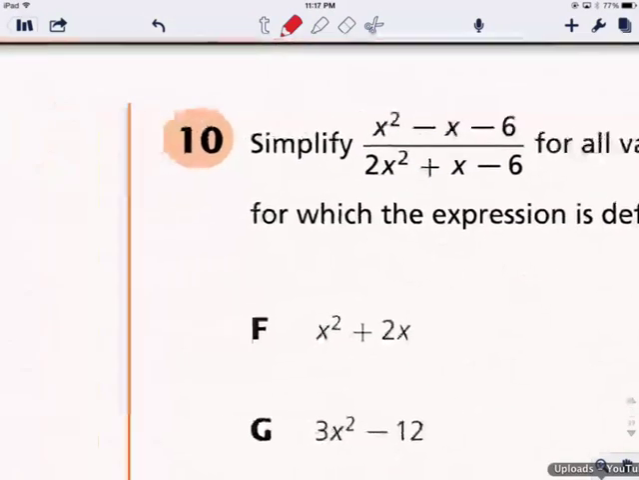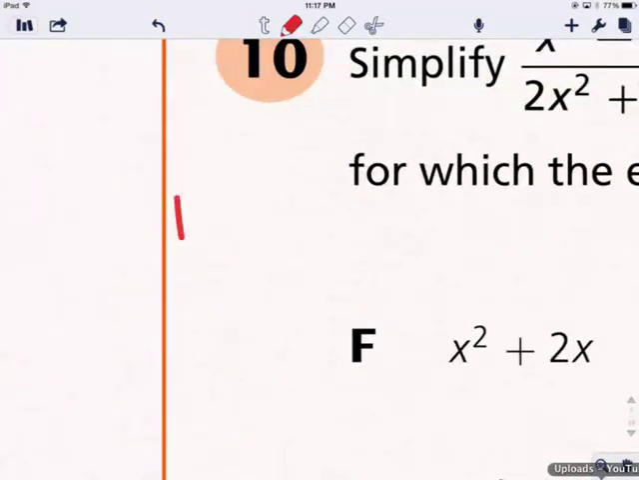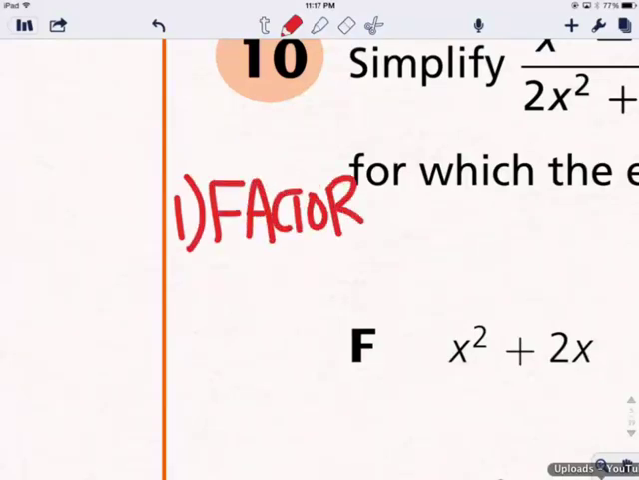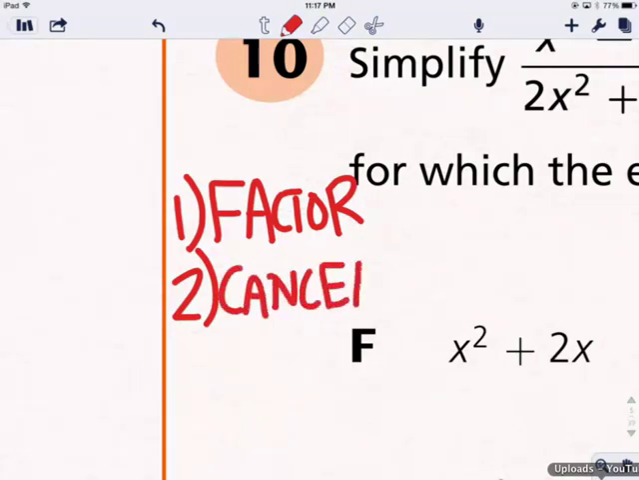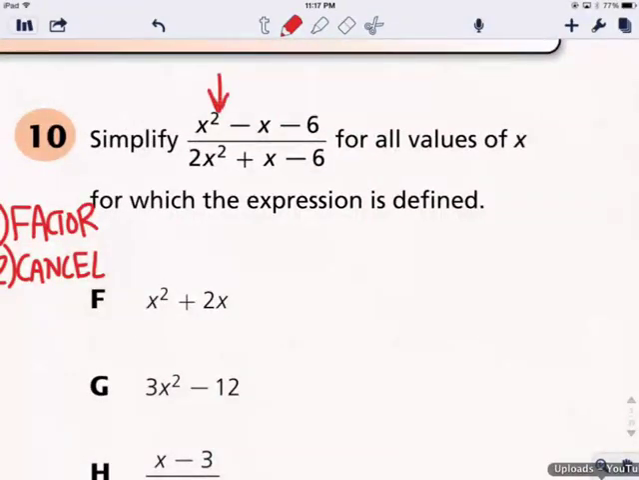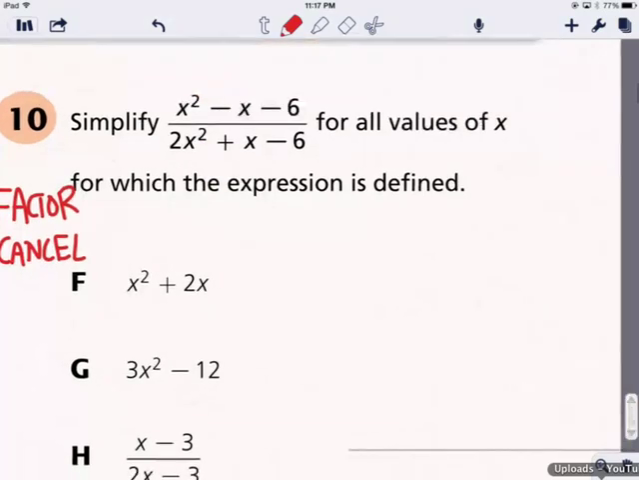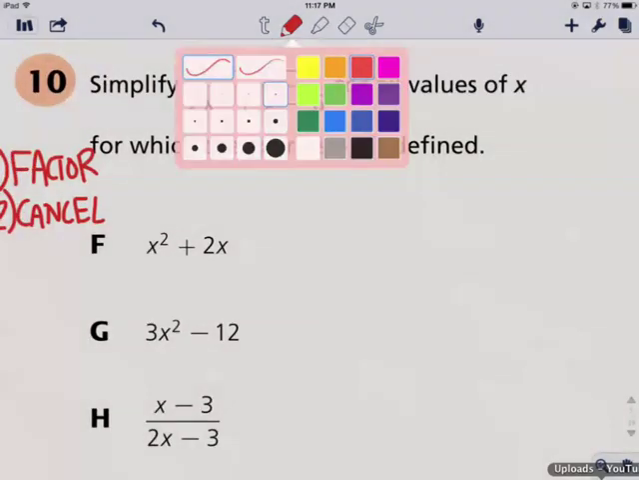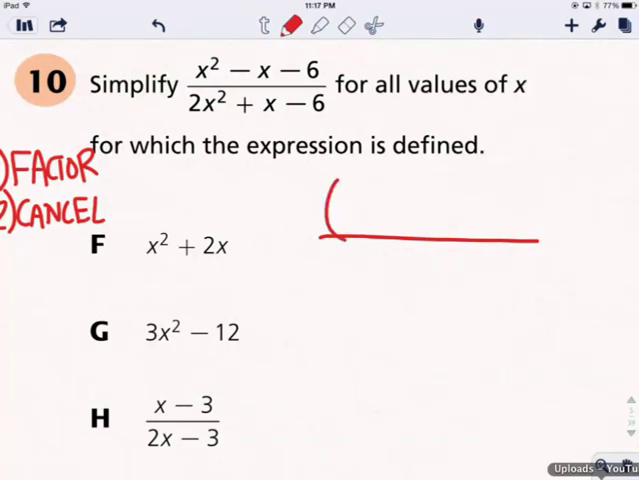When we're asked to simplify these guys, there are two main steps. First step, factor. Second step, cancel. All right, so let's do the first step, factoring. Now we have a quadratic on top and a quadratic on bottom, which means the factored form is going to look like this. Two sets of parentheses multiplied together on top and two sets of parentheses multiplied together on bottom.